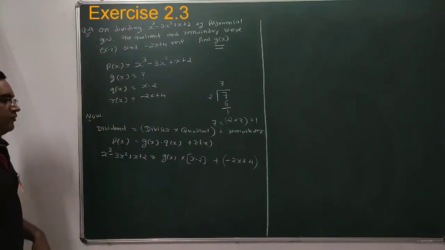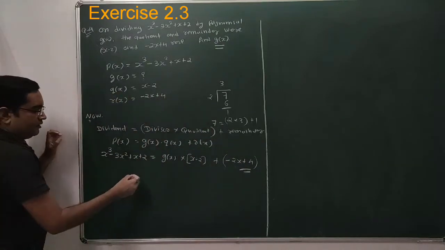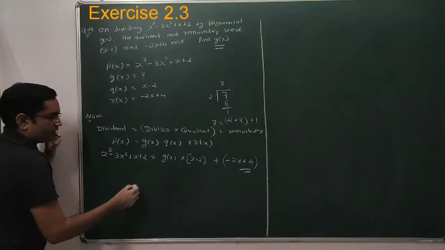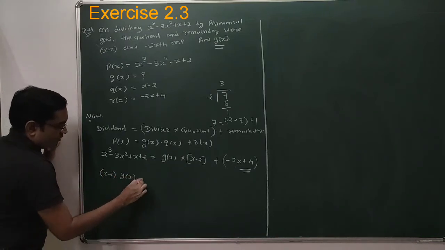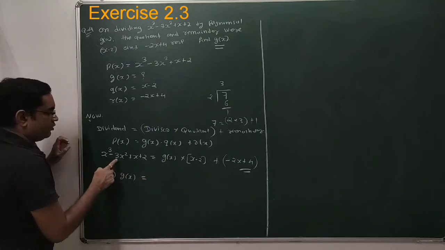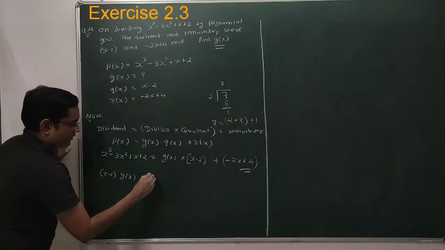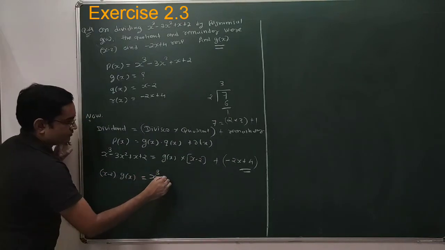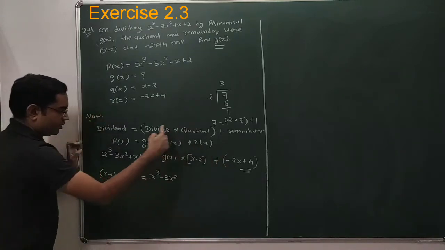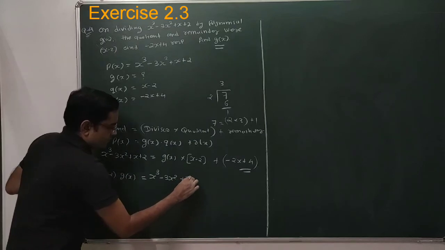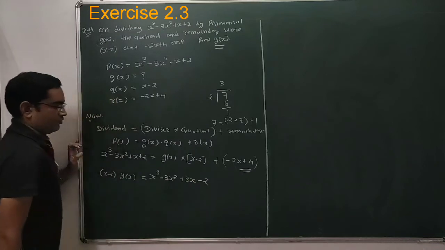Done. So here to find g of x, taking this r of x on the left hand side, so this g of x into x minus 2 will be x minus 2 into g of x equal to x cube minus 3x square plus 2x into x, 3x minus 4. So this will be x cube minus 3x square plus x, taking this minus 2x on the left hand side. So it will be plus 3x plus 2 minus 4, which is minus 2.